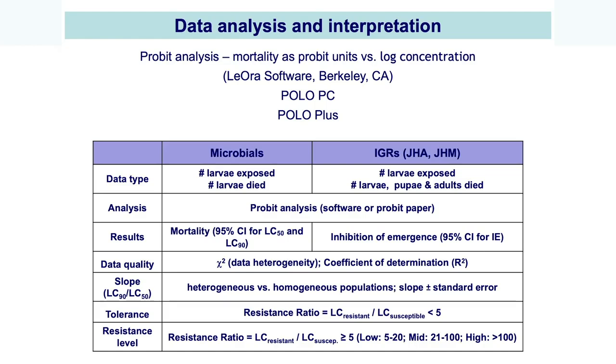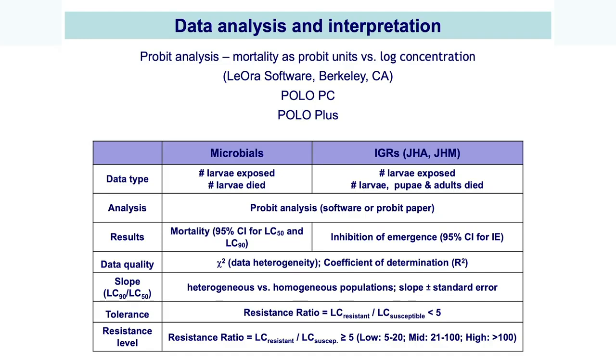Finally, if you are comparing the dose response of a field population to that of a susceptible laboratory colony, you calculate resistance ratios, which is the LC value for the field population divided by the LC value for the lab population.